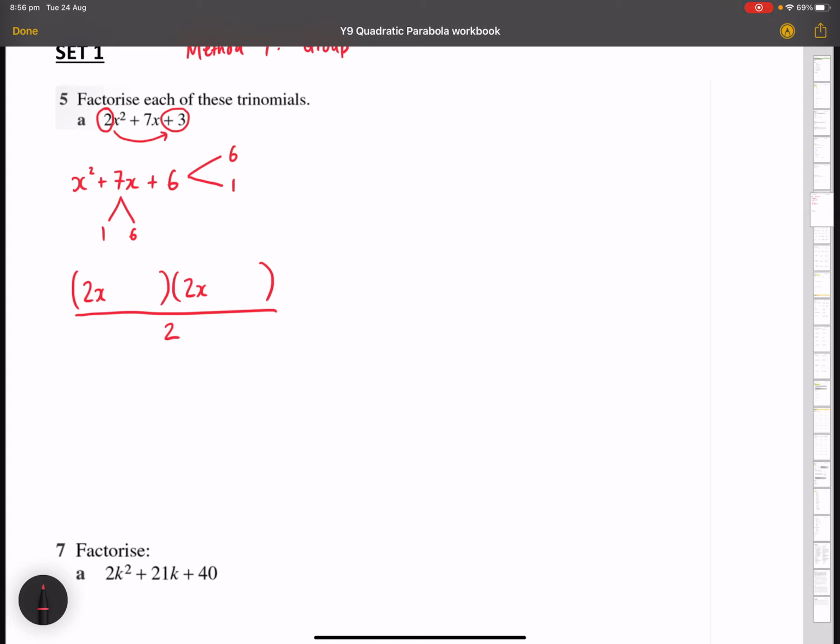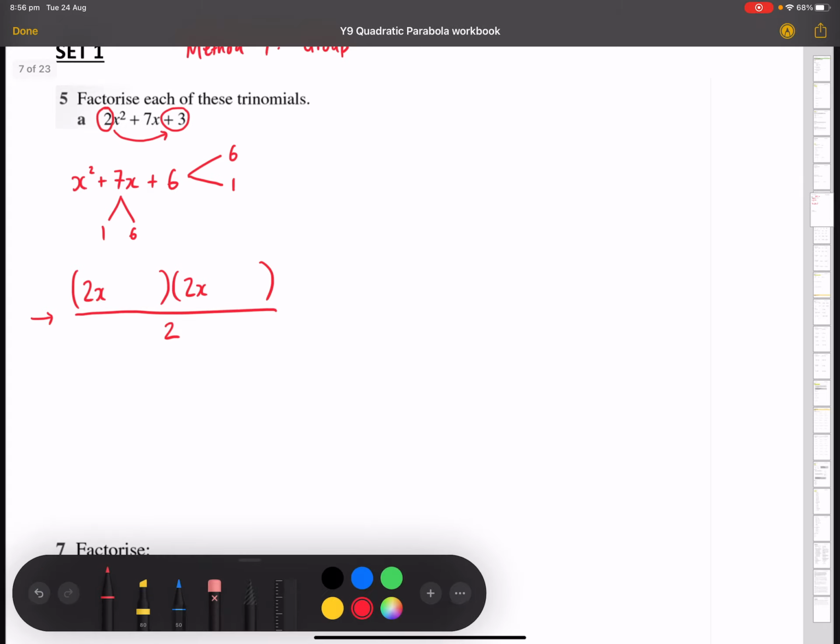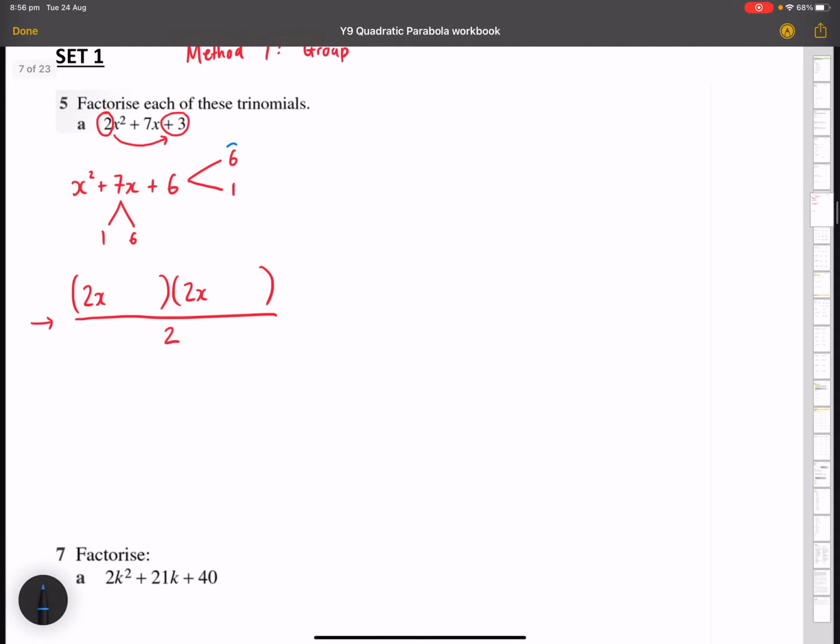If this was a 3x squared, you would put 3x and 3x over 3, so it depends on what the leading coefficient is. There's a reason why we write this, but it requires multiple steps to explain, which I'm not going to bother with because you don't really need to know that. Just know that we put it into this format. Remember the 1 and the 6 that we figured out? We're going to plug them into these two places.